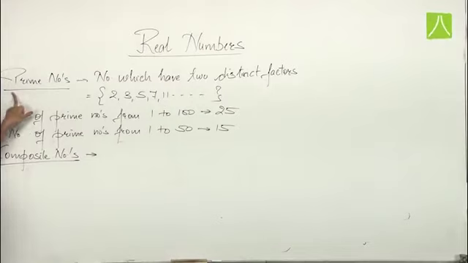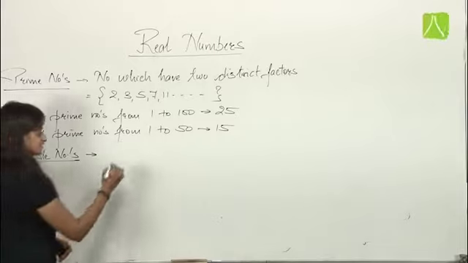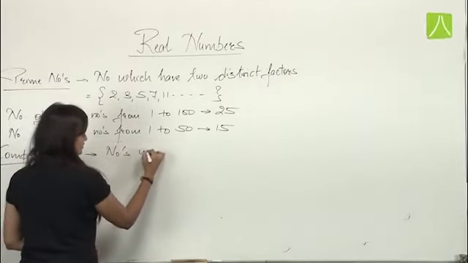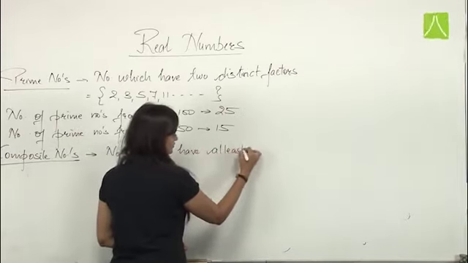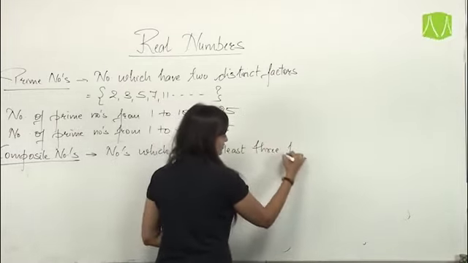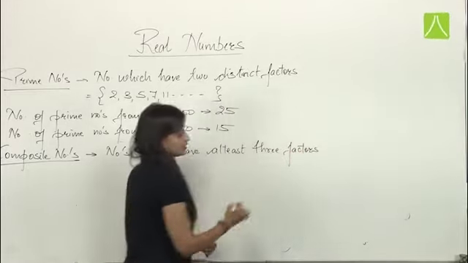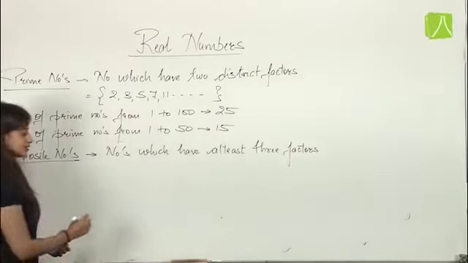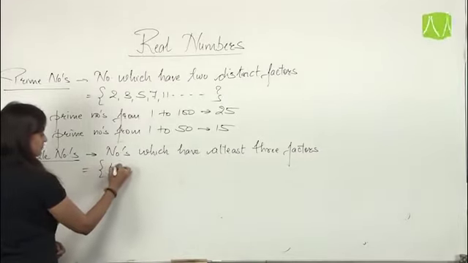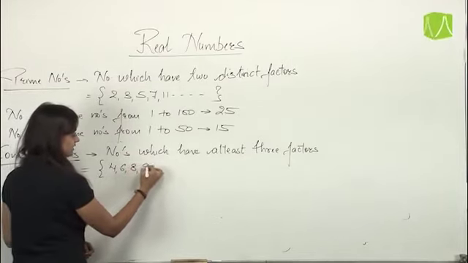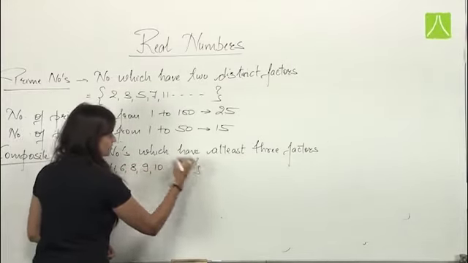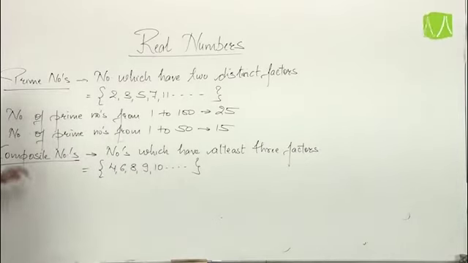Prime numbers are those numbers which have two distinct factors, and composite numbers are those numbers which have at least three factors. Composite numbers start from 4. 5 is prime, 6 is composite, then 7 is prime, and 8, 9, 10 are all composite numbers. We read about prime numbers and composite numbers.